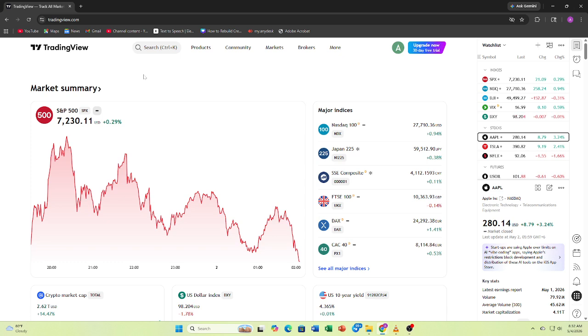Hey, so if you want to learn how to use the MACD indicator in TradingView, this is one of the most powerful tools for spotting trend changes and momentum. It might look a bit complex at first, but I'll break it down step by step.